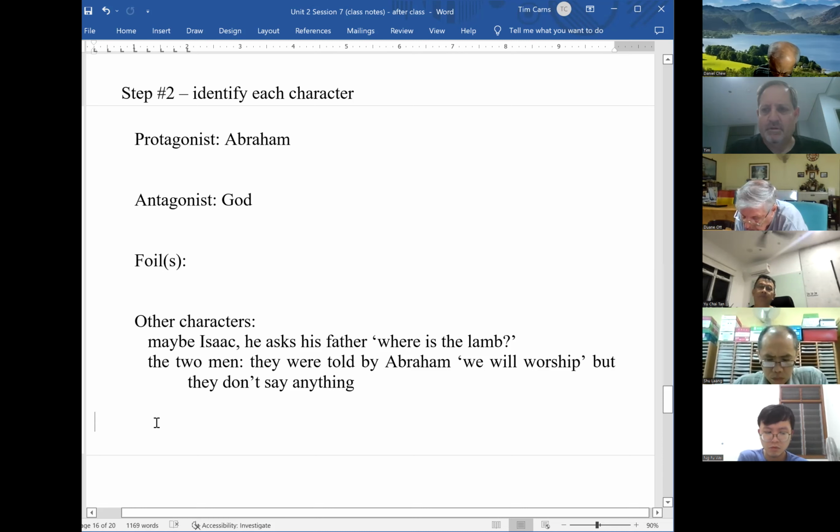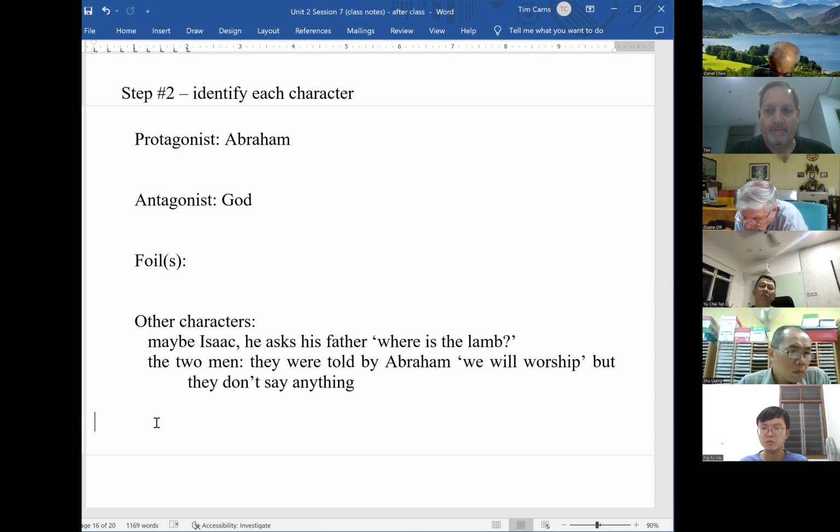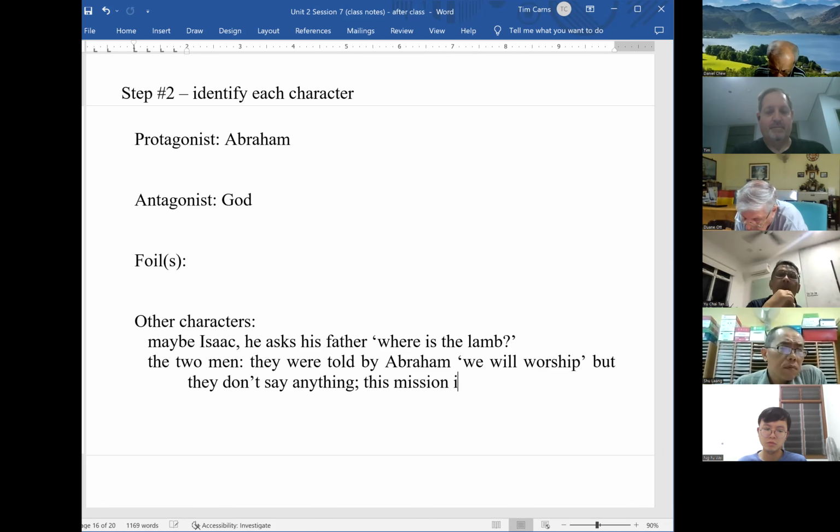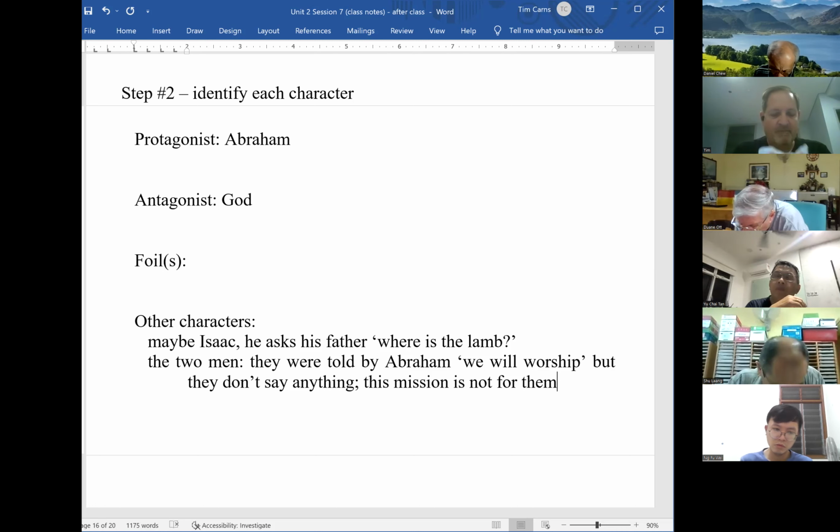Okay, any questions or comments about this before we look at the next step? Because I see these two men as indicating that this mission does not belong to them. Yeah, this mission is not for them. Is that what you said? Yeah. So it makes the story of Abraham and Isaac so significant to this mission, so special. Yeah, okay, that's a good insight. It's a good thought.